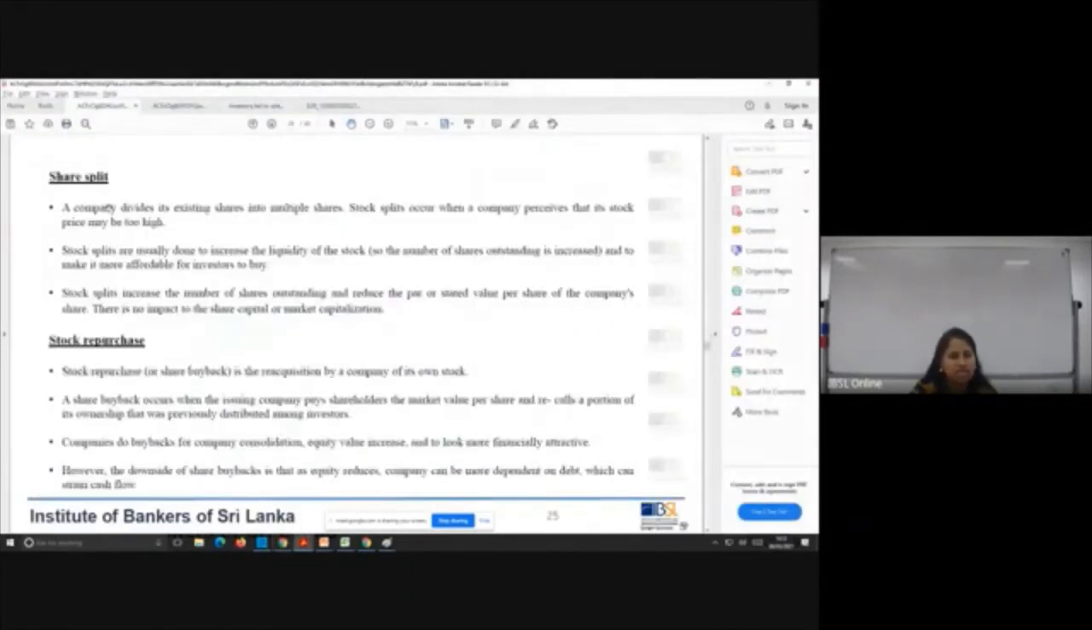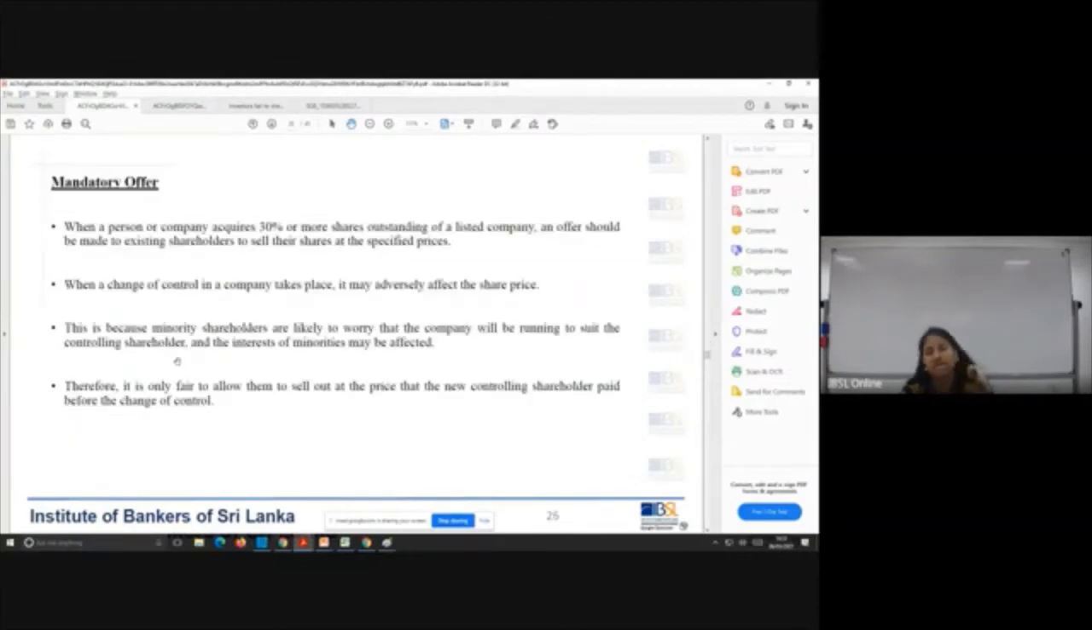And then you have stock repurchase. Now, stock repurchase did not happen recently. You should be aware about when companies would use that strategy. It was not done recently by many companies. Mandatory offers, yes, when a company acquires more than 30% of another company, or even a person acquires more than 30% of another company, they need to do a mandatory offer to the other shareholders so that the minority shareholders are not at a disadvantage.